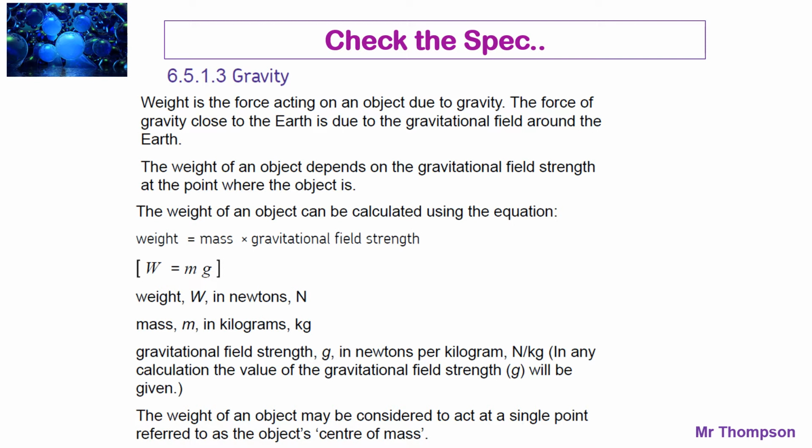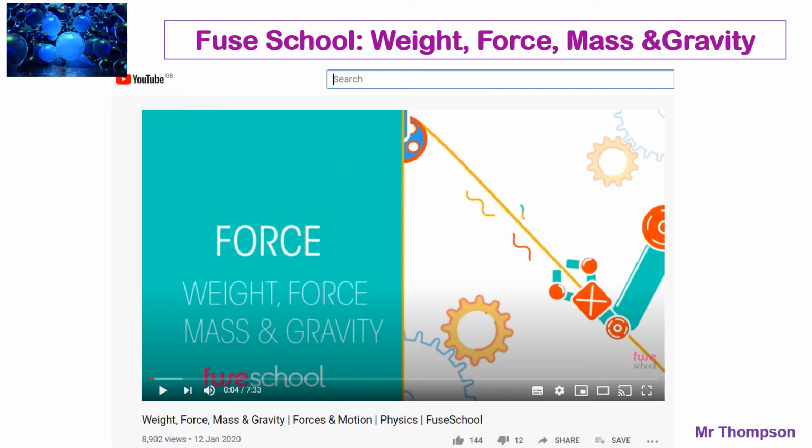And questions on this, if it's on the Earth, you will be given what the gravitational field strength, or g, is, which is 9.81 newtons for every kilogram on Earth. You'll be given that in mass, so if you calculate the weight, for example, an 80 kilogram body would have a weight of 80 times 9.81, which is about 800 newtons. The last thing there is that a weight may be considered at a point which is called a centre of mass. If you want to find out more about weight, force and mass, an excellent video from the Fuse School is Force, Weight and Mass.